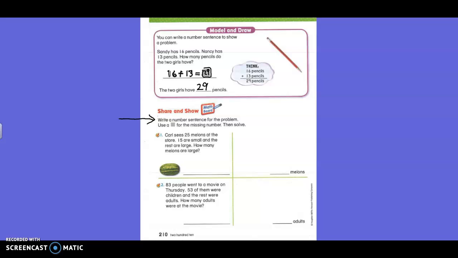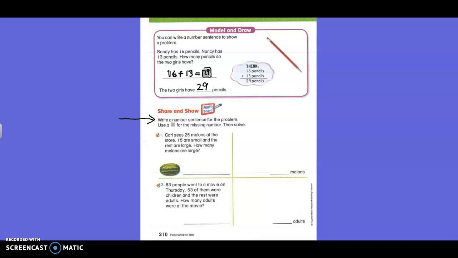Carl sees 25 melons at the store. 15 are small, and the rest are large. How many melons are large? Okay, so let's write this problem out. We're only writing the number sentence at this point. Okay? Got it? Okay. So Carl sees 25 melons at the store. That's all the melons. Okay? He sees all of them.